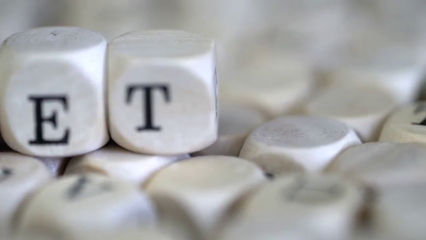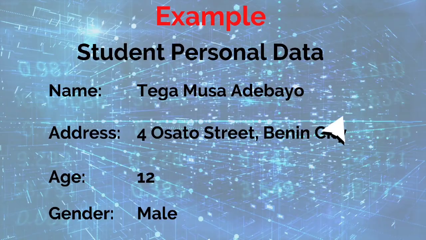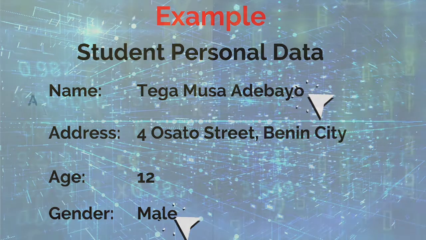Now that example I gave earlier about Tega Musa Adebayo, let's look at some of the alphabetic data we have about him. His name, for example, is alphabetic, Tega Musa Adebayo. Then his gender, male, is also alphabetic. So these are alphabetic data we have about this student, Tega.